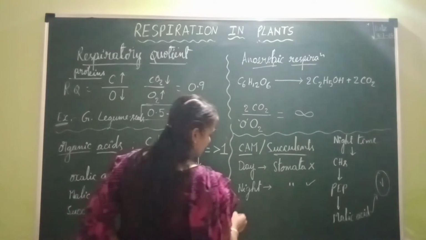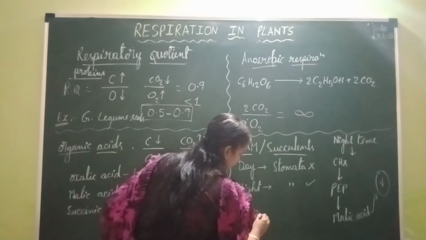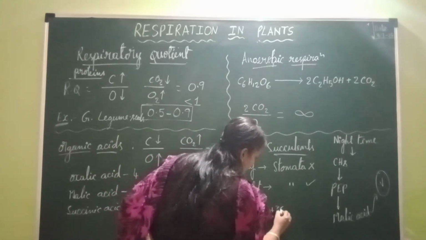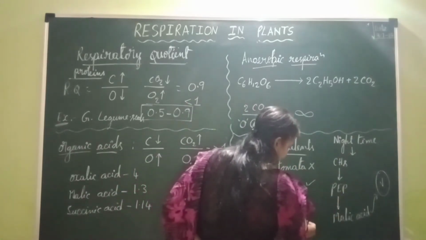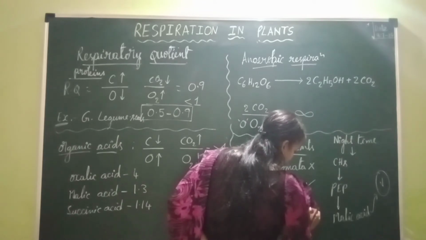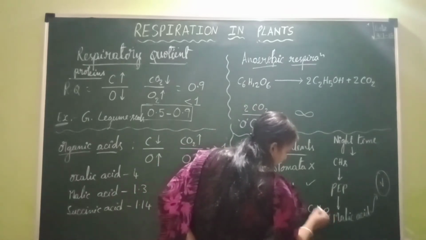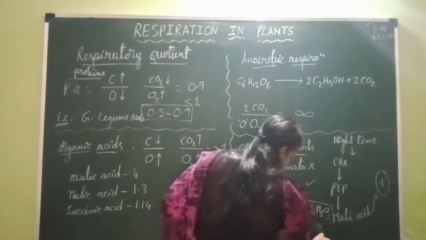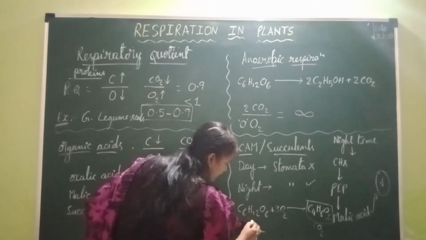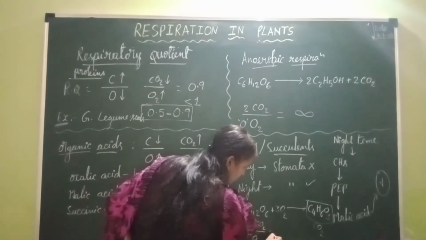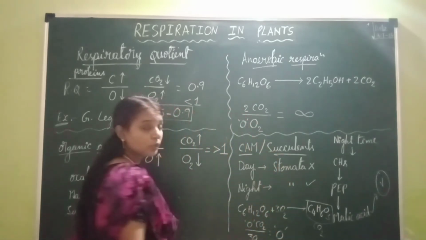So for partial oxidation, how many molecules of oxygen are required? 3 molecules of oxygen are required. This is the carbohydrate, that is glucose. For its oxidation, 3 molecules of oxygen are required, but there is no production of carbon dioxide during nighttime, but there is formation of malic acid. So malic acid is C4H6O3. So there is no formation of carbon dioxide. Here how many molecules of oxygen are absorbed? 3 molecules of oxygen are absorbed, but 0 molecules of carbon dioxide are released. So what will be the RQ value? 0. 0 by anything is 0 in case of CAM plants.